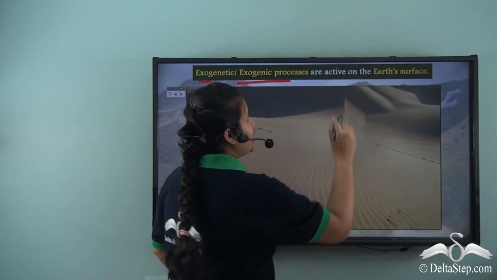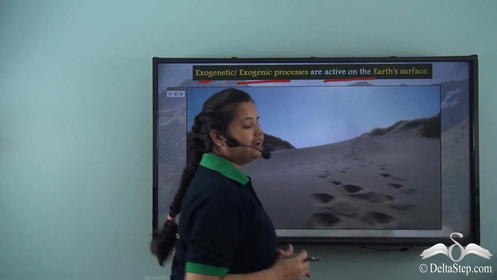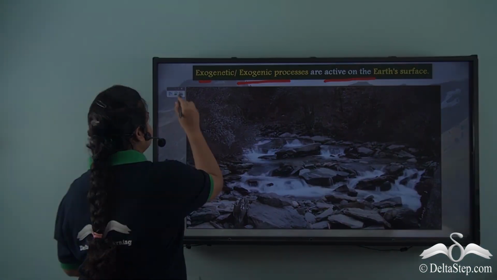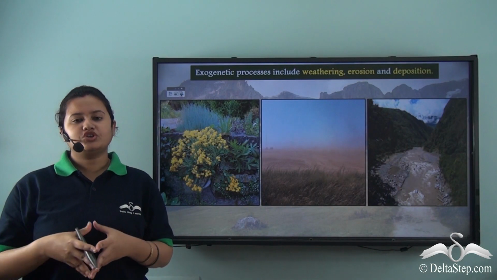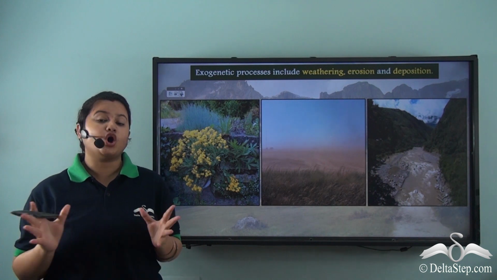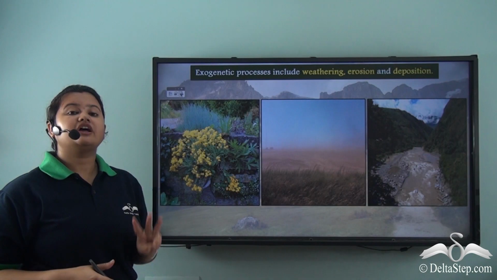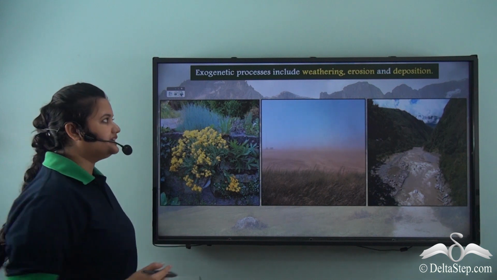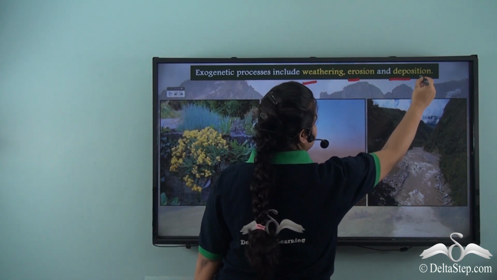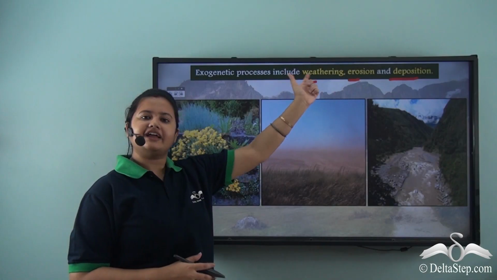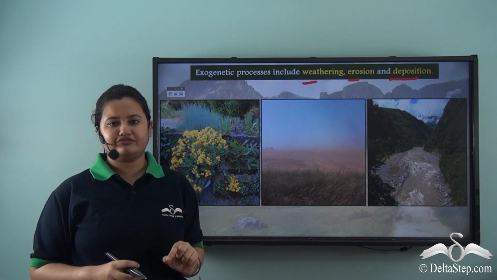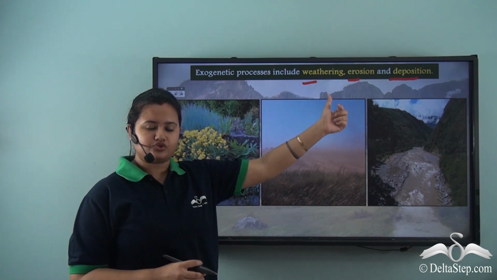They are acting on the earth's surface and are responsible for the formation of various landforms. Now, the exogenetic or exogenic processes, that is the processes that act on the earth's surface, include three different processes, that is weathering, erosion and deposition. Now, weathering and erosion are very similar, but there is a slight difference between weathering and erosion.